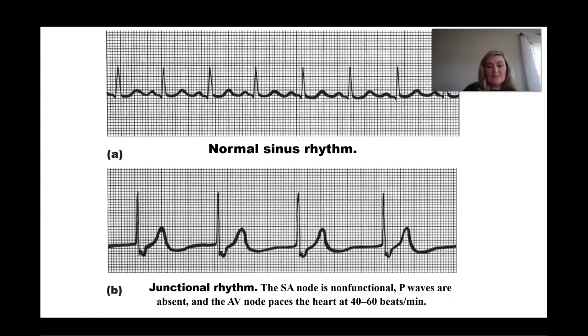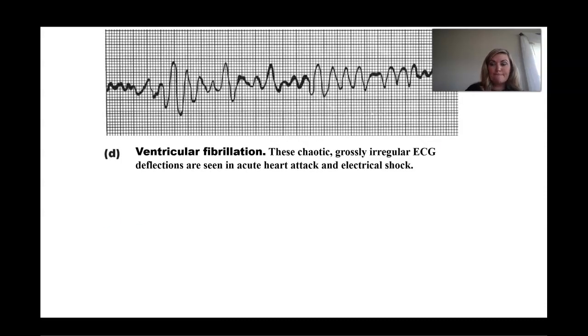The one below is going to be what's referred to as a junctional rhythm. Here, the SA node is going to be non-functional, so P waves are going to be absent. Then the AV node is going to pace the heart, and it makes it about 40 to 60 beats per minute. So you have no P wave. That tells you there are problems with the atria or the SA node not working properly.